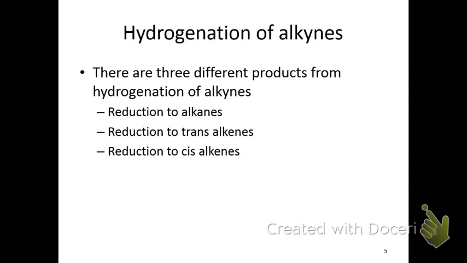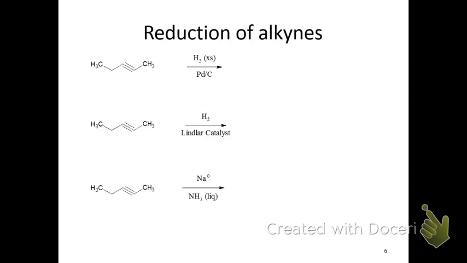So they are the three options. Are you taking the alkyne all the way down to the alkane, or are you stopping at an alkene? And if so, is it the cis or is it the trans alkene? As far as the specific reagents required to do the three reductions, the alkyne can be reduced all the way to the alkane by simply using hydrogen and a metal catalyst. And so that's the first reaction here. And you see pentyne is going all the way to pentane.